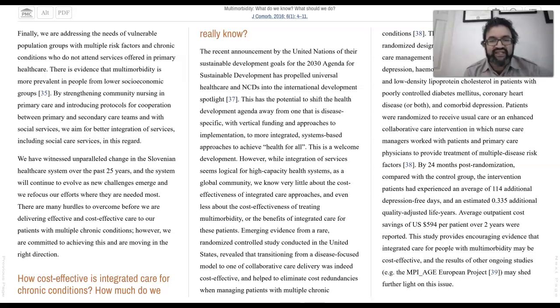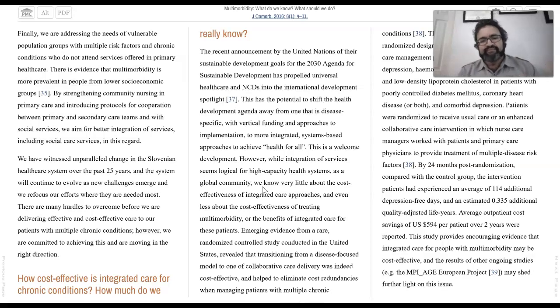So emerging evidence from controlled studies reveals that transitioning from a disease-focused model to one of collaborative care delivery was indeed cost-effective and helped to eliminate cost redundancies when managing patients with multiple chronic conditions. So I think this is a good place to kind of start a debate here.